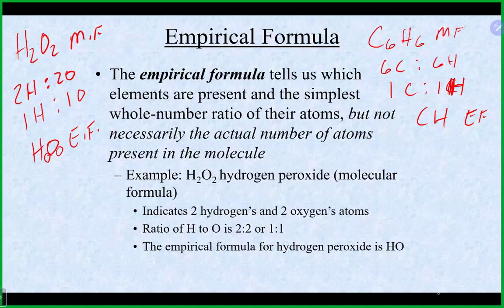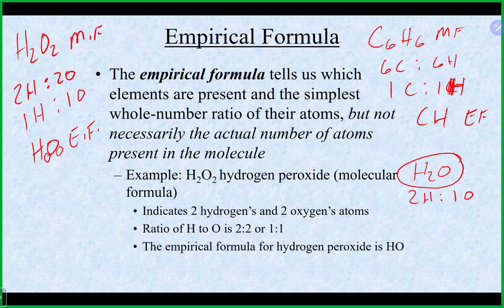Now, sometimes as we will see, the empirical formula and the molecular formula are the same. In water, for example, we have 2 hydrogens for every 1 oxygen. There's no way to reduce that down anymore and still have whole numbers. So that's as far as you could go. So something like water is both the molecular formula and the empirical formula.